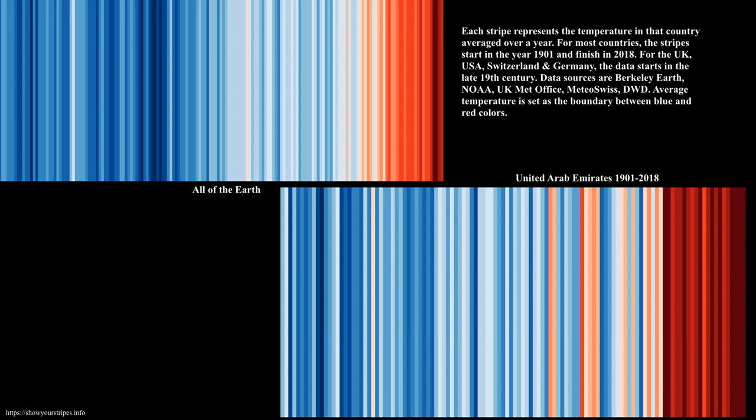Here's another way. This was published recently. Another way to show the same kinds of data. Blue is cooler than the last 100-year average. Red is warmer than the last 100-year average. And this is time going from 1901 to 2018. Here's all of the Earth. Here's the United Arab Emirates over here. I think that's pretty obvious to all of you.